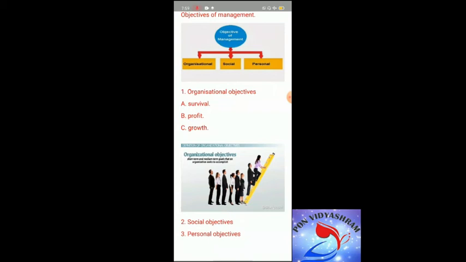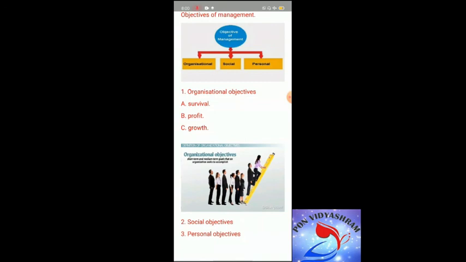The last objective is personal objectives. Every employee who enters an organization will have personal objectives to be taken care of. For example, one employee may enter an organization with the purpose of earning more money. One may want to reach a higher level. One may want personal growth and development. Whatever the personal objectives may be, it is very necessary that management should take care of the personal objectives of the employees too, because the employees are an integral part of the organization. So the organizational goals have to go along with the personal goals too.